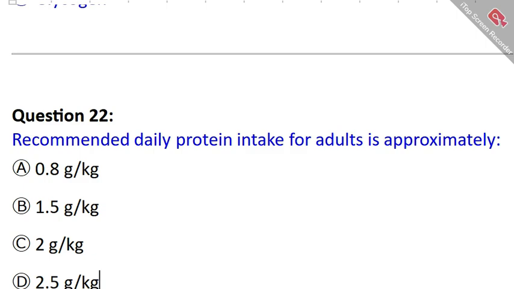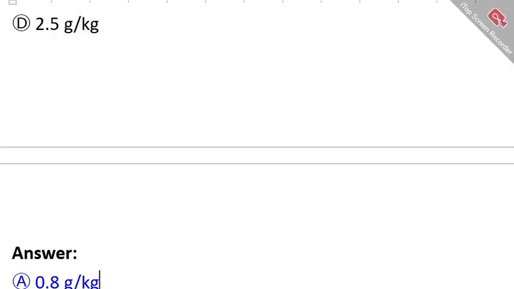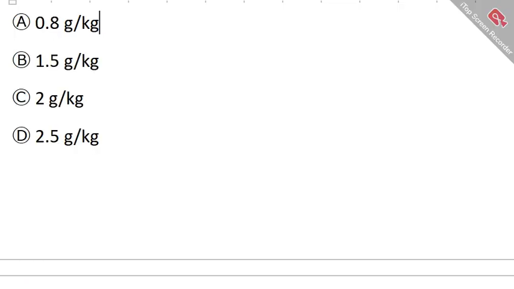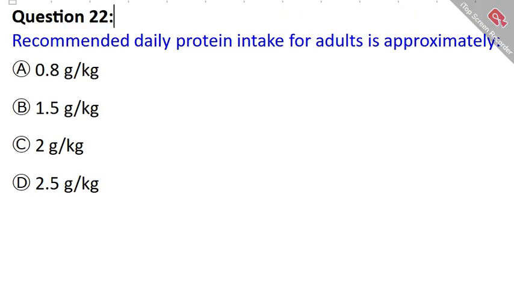The recommended daily protein intake for an adult is approximately what? Select the best option. In this scenario, the correct answer is option A. 0.8 gram per kg is the recommended daily protein intake for the adult.